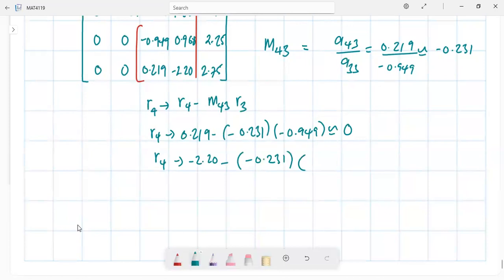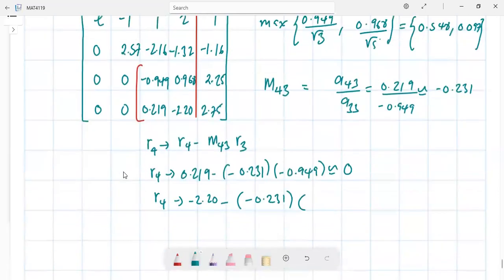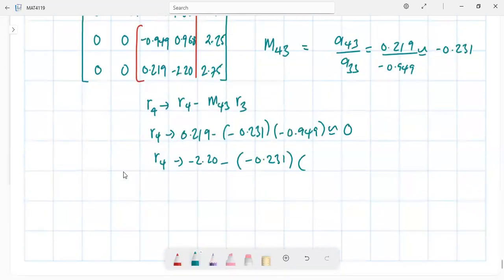Okay. So which element are we using this time around? We're using 0.968 in the third row. 0.968 gives me approximately, so about negative 1.98.